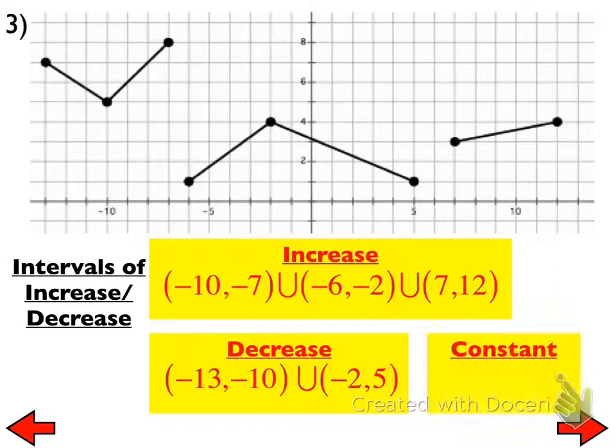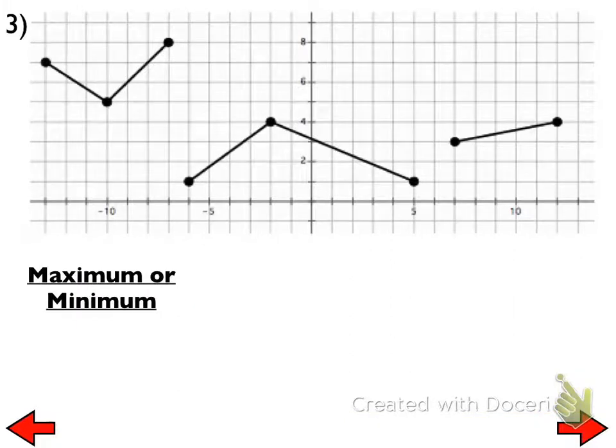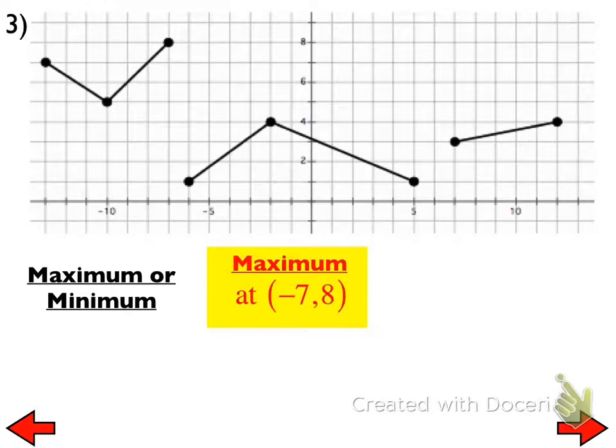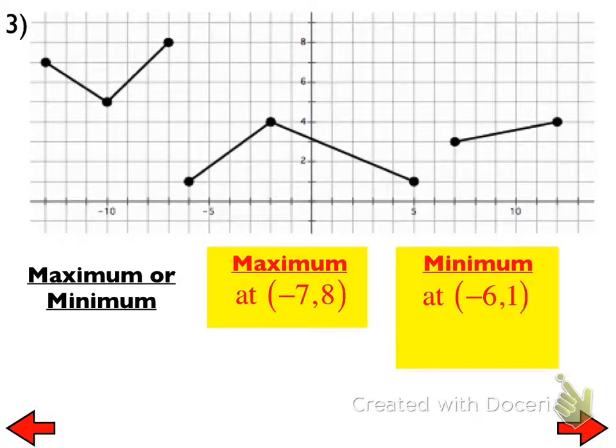Maximum and minimum. And by the way, there is no constant interval there. All right, maximum and minimum. Well, I can see there is a high point on that graph right there, and 2 low points that actually happen to be at the same value there. So therefore, the maximum is at (-7, 8). That is an ordered pair. And then there are 2 minimums, and typically, since they're just ordered pairs, we would separate them with commas. So (-6, 1) as one minimum, and then another one at (5, 1).